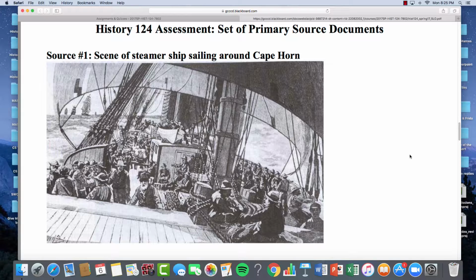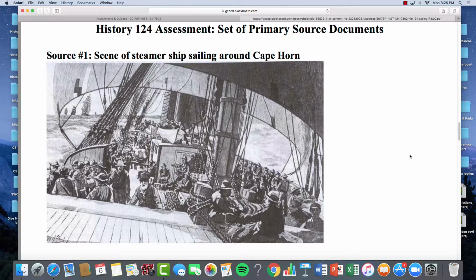But what we can deduce from this is that this is a group of men who are on a steamer ship. They're sailing around the Cape Horn, which of course is the tip of South America. They're rounding the Cape, and they're going to go up the Pacific coast, up the coast of Chile, Peru, Western Mexico, and then eventually make their way into California. So in other words, this is a scene which most likely depicts men sailing to California in 1849, 1850.